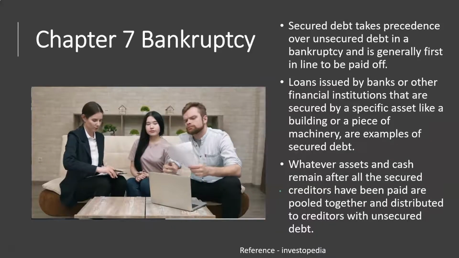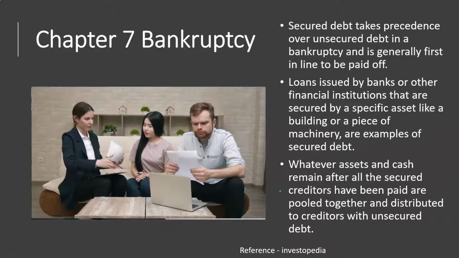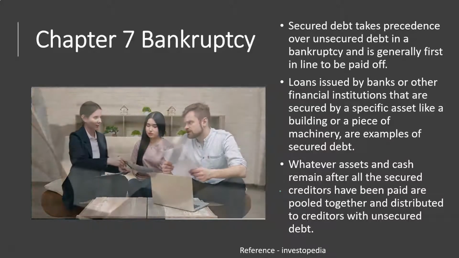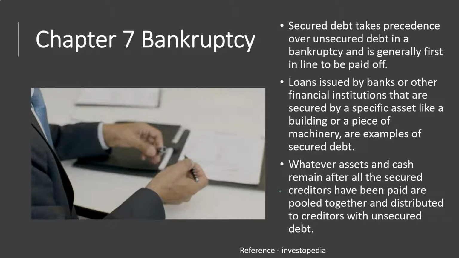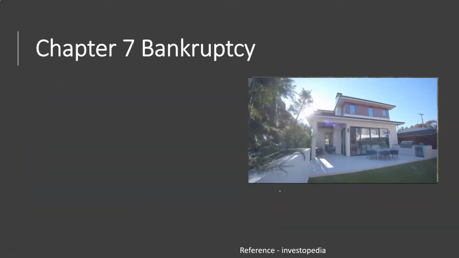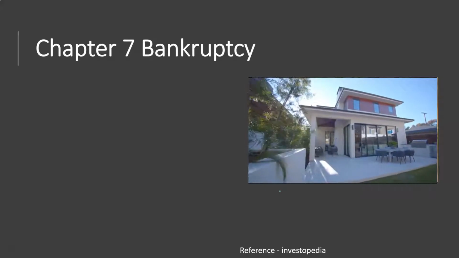Whatever assets and cash remain after all the secured creditors have been paid are pooled together and distributed to creditors with unsecured debt. So anything that doesn't have the collateral is at the end of the line. They're more likely not to get paid because the cash is going to run out after liquidation at some point. That's why you went into bankruptcy.